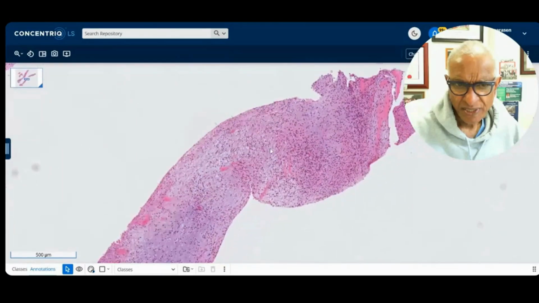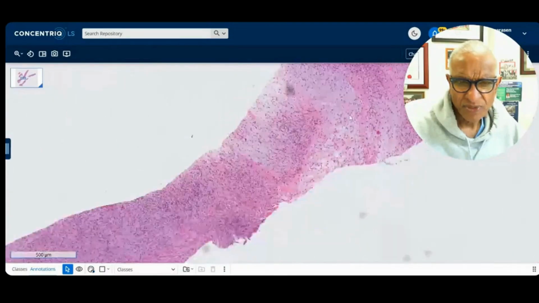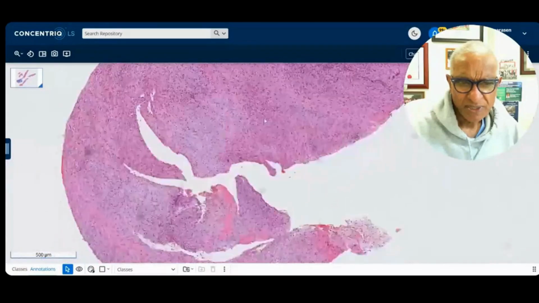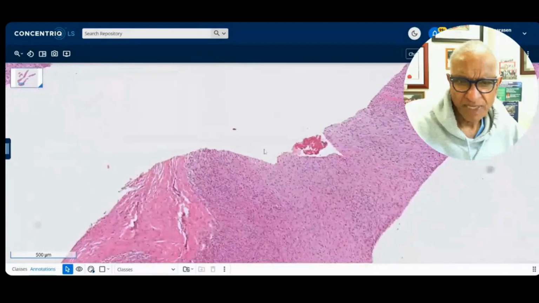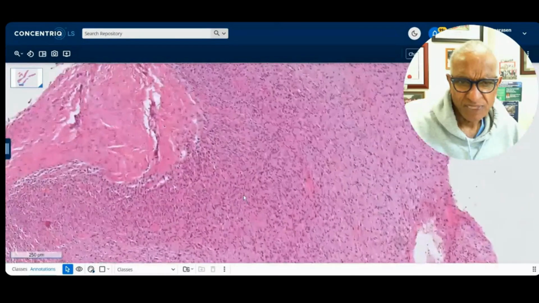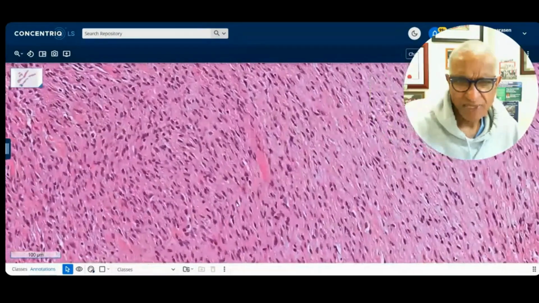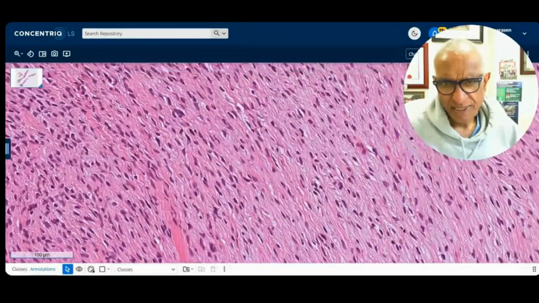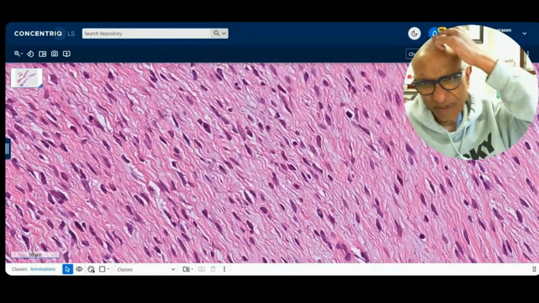All right. I think they all pretty much look similar, so we could use that as our high power core, or even that. But this is okay as well. Looks pretty decently well preserved. So let's look at this on high power, and you can get a sense of these spindle cells and the morphology. Here's a higher power.